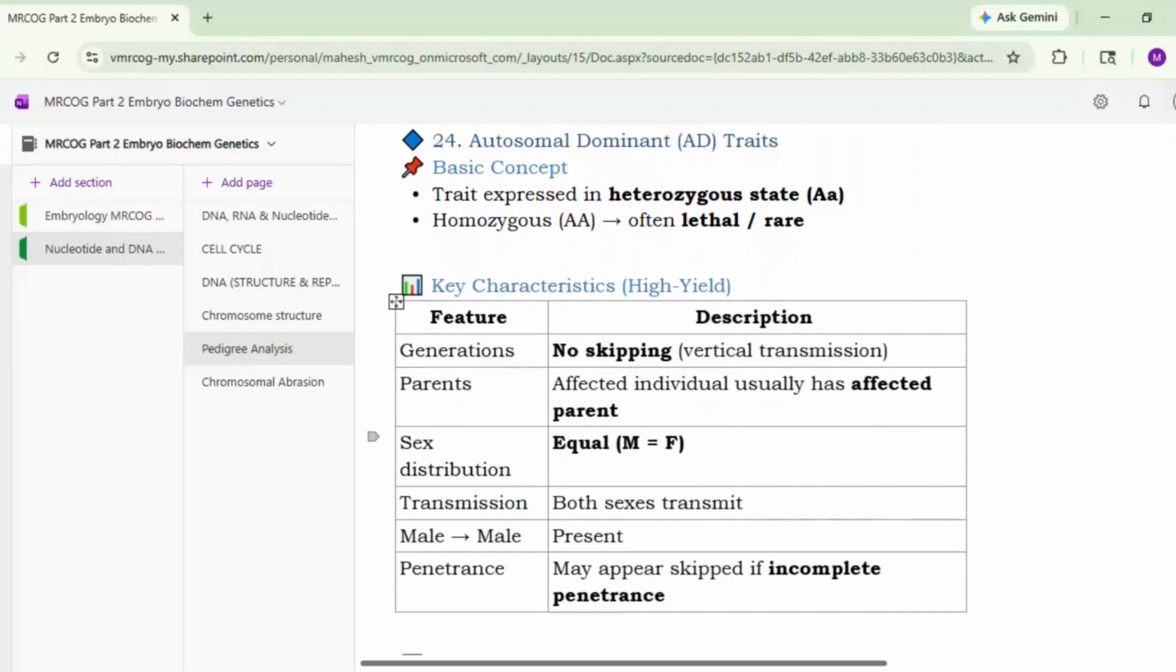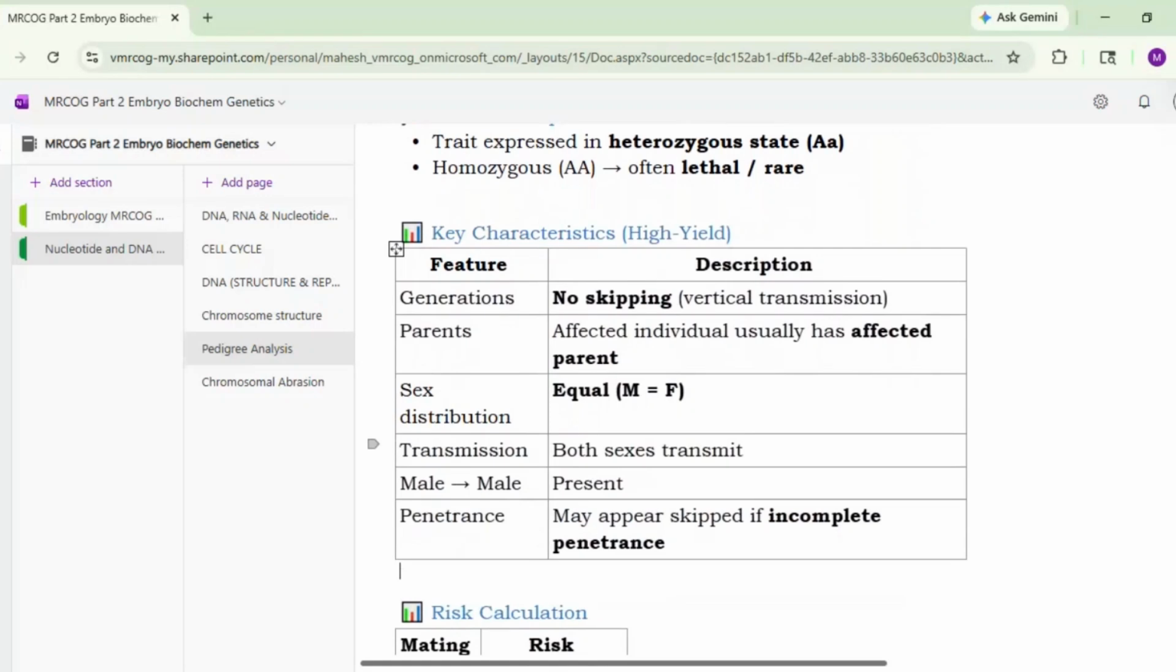Okay. So the key characteristics are that there is no skipping of the generation, always vertical transmission, and an affected individual usually has an affected parent. So an affected individual will always have an affected parent. Sex distribution: both males as well as females get affected. Transmission is seen in both sexes. Male-to-male transmission is also present, and penetrance may appear skipped if there is incomplete penetrance. So in certain cases, it may appear skipped if there is incomplete penetrance of a particular gene. But generally, both sexes are affected and there is vertical transmission.